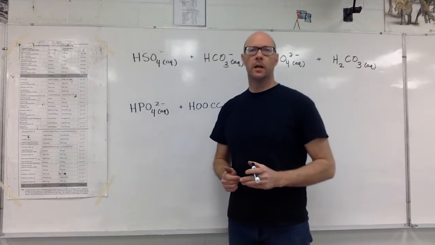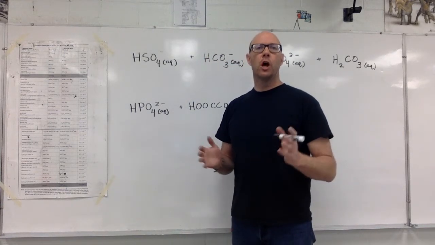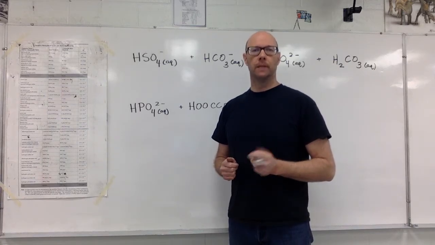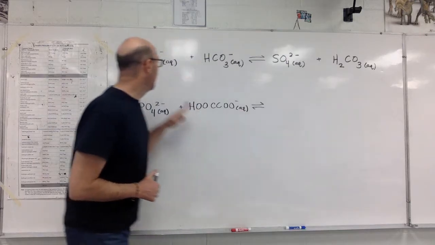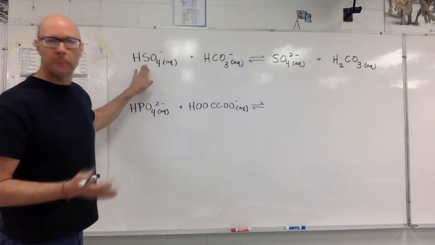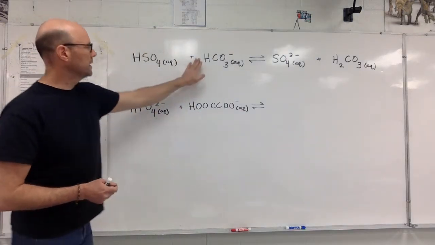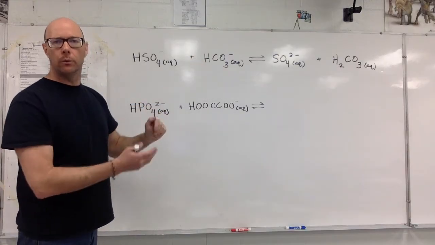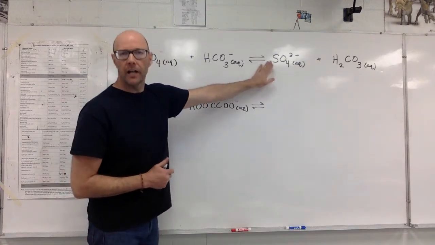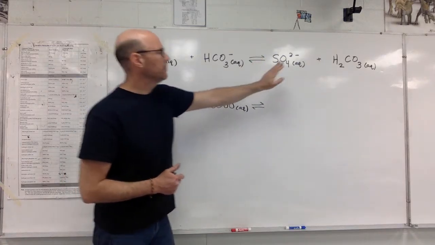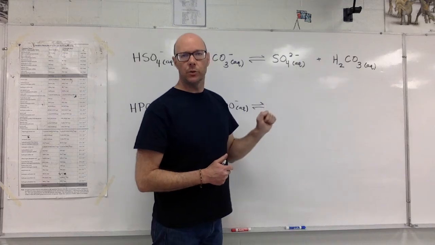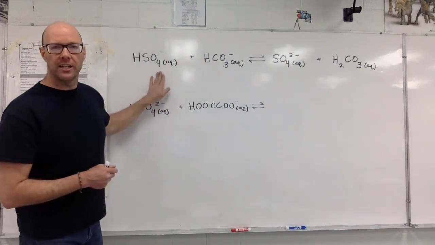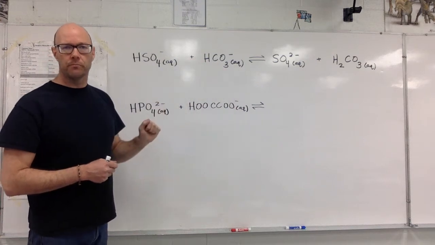Hi everyone. Today, two more examples predicting Bronsted-Lowry acid-base equilibrium. My first example has HSO4⁻, a hydrogen sulfate ion, reacting with HCO3⁻, a hydrogen carbonate ion. They're in equilibrium with some sulfate ions, SO4²⁻, and carbonic acid, H2CO3. My first step is to decide which chemical is the acid, which chemical is the base.